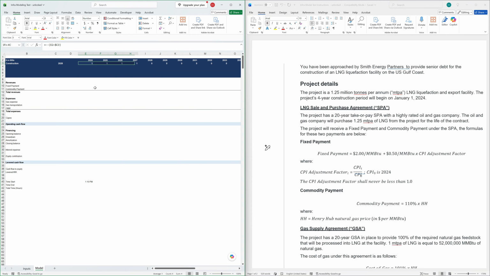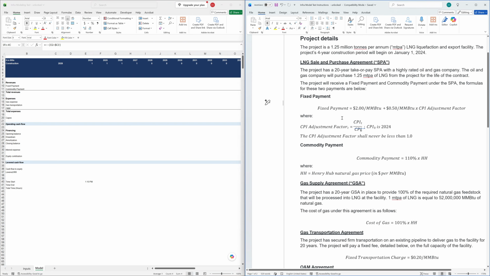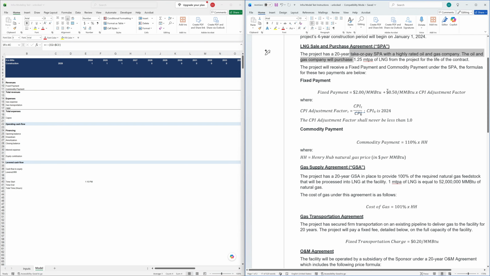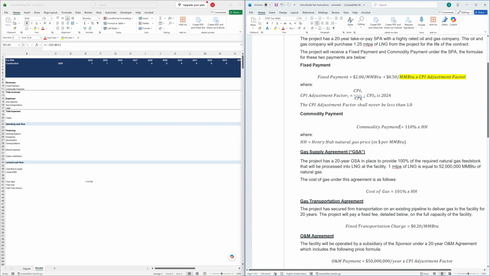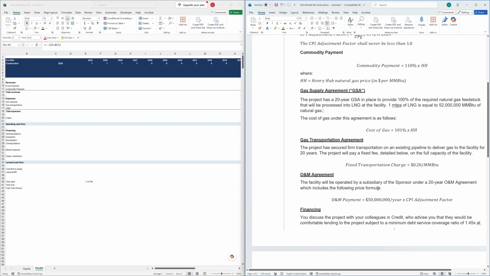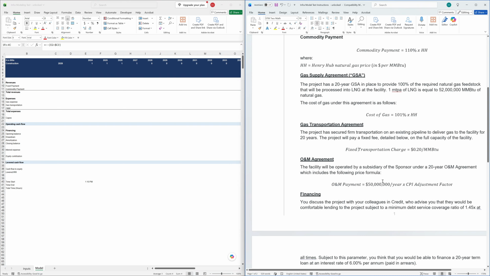Right away, we have a 4-year construction period. Continuing down, I have a 20-year SPA period. We have no mismatching on capacity versus offtake, fixed payment. So I'm going to highlight all the little CPI adjustments to start, just to make sure we don't miss anything. Commodity payment times Henry Hub. So we're given MMBTU, so we're going to have some conversion exercise here. Fixed transport charge at 20 cents, an O&M payment.